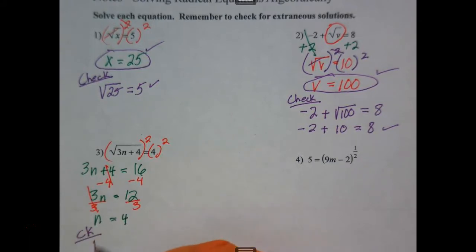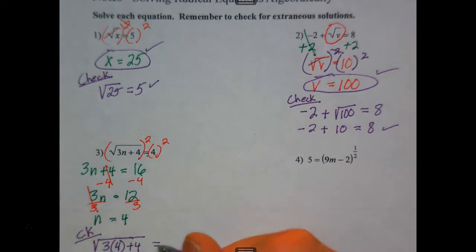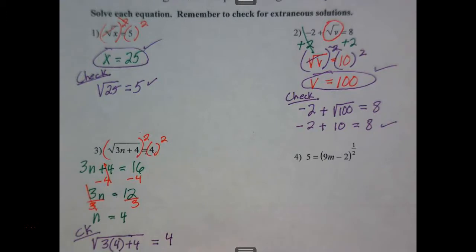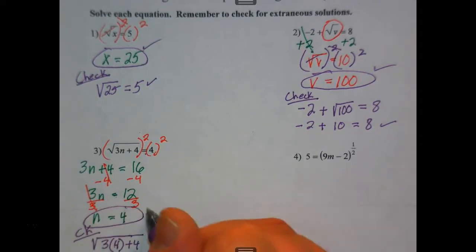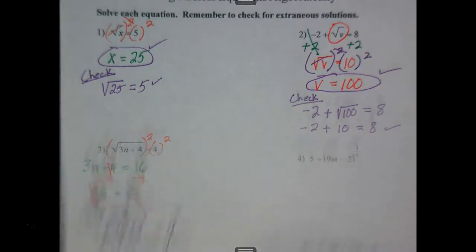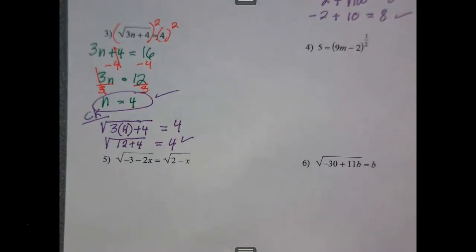Go back to my original. Square root of 3, my n is 4. So 3 times 4 plus 4. Does that equal 4? So the square root of 12 plus 4 is the square root of 16. It indeed checks out. Yes, ma'am. Okay, number 4.